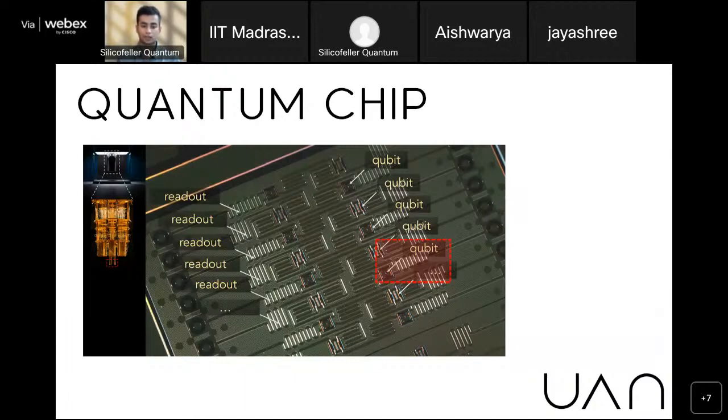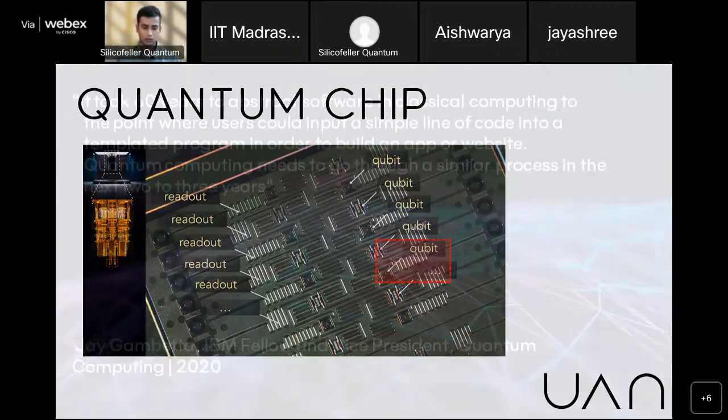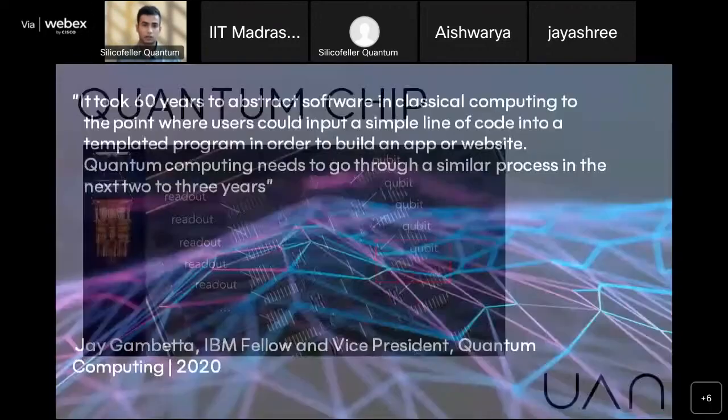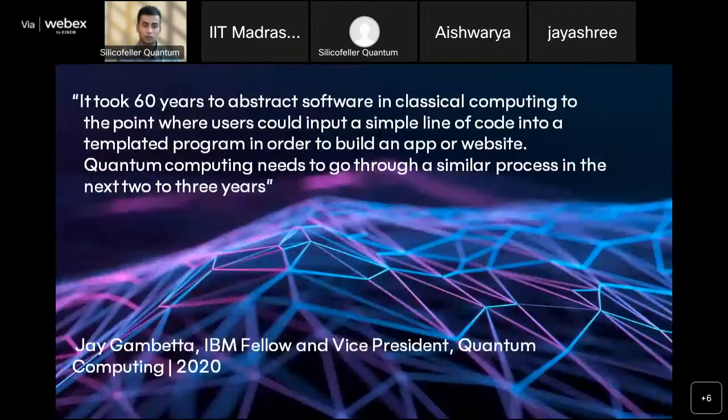So this is exactly what a quantum chip looks like. As I said, it has readout resonators, it has the transmon qubit in it. So moving on, this is what Jay Gambetta has said about quantum computing, that in the last 60 years, what we have been doing for classical computing, we need to have that same progress in the next 2 or 3 years when it comes to quantum computing.